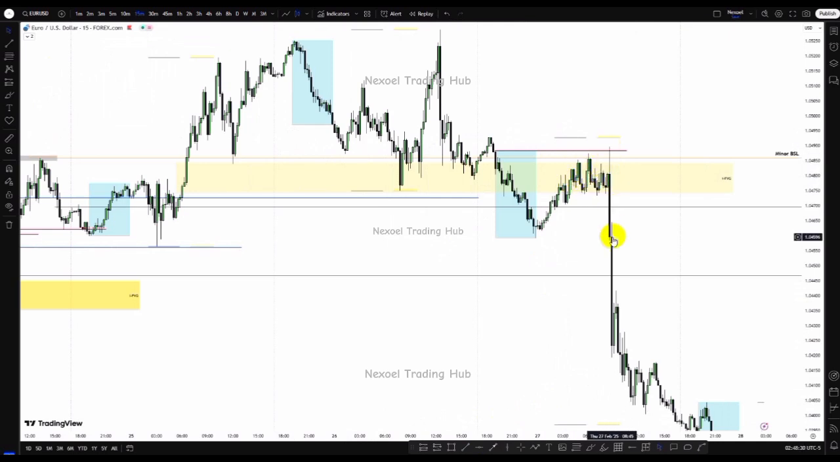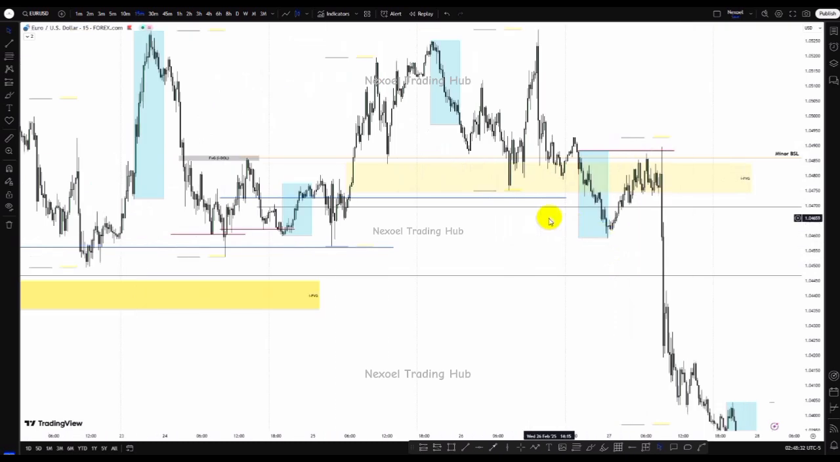So we can see price fell to the downside. Price returned to still mitigate the minor buy side liquidity that price took out here as a resistance, and then we had the bearish fall to the downside.